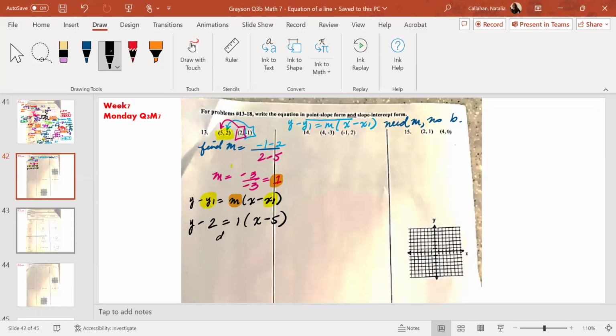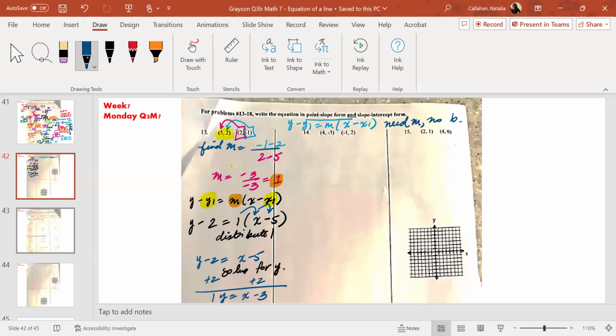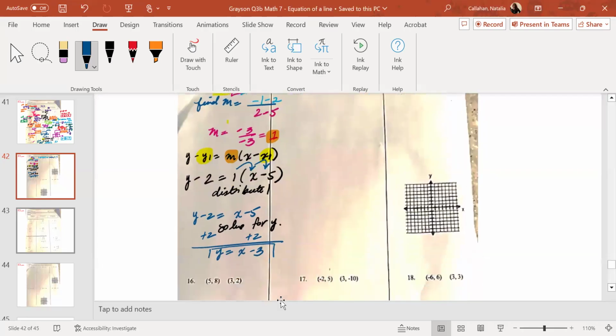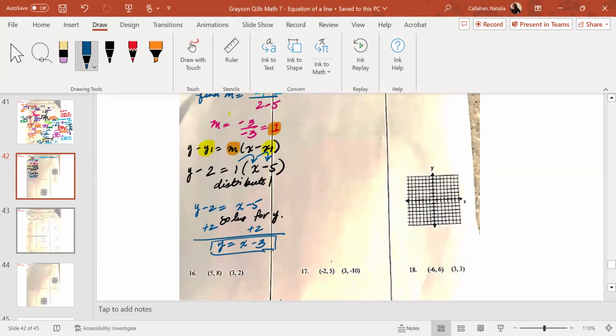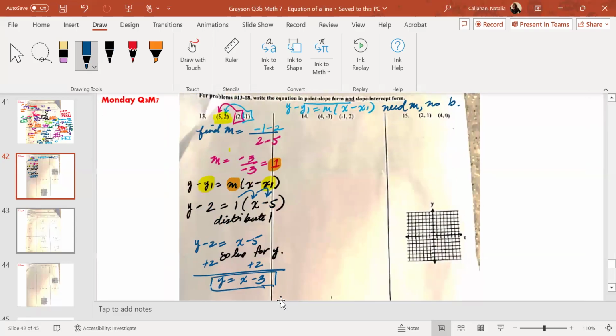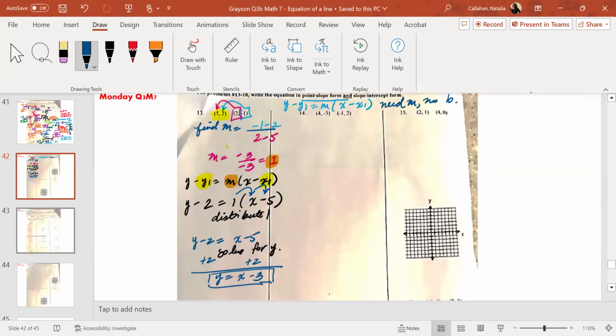So now you're going to distribute the 1. Once you distribute it, you have y minus 2 equals x minus 5. Nothing changes, right? And then last step, solve for y. So you just add the 2 on both sides. So y equals x minus 3. That is your answer. All right, good. Now you do number 14, 15, and then we will check.